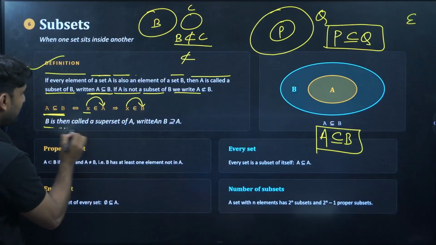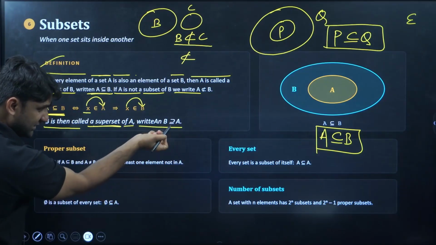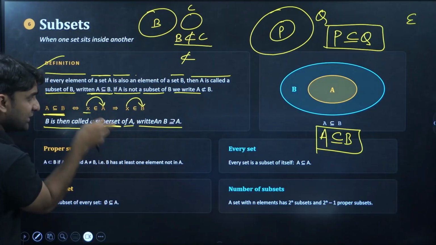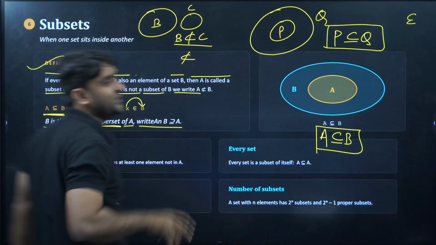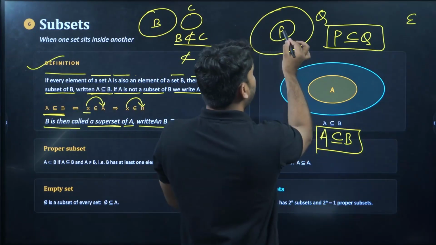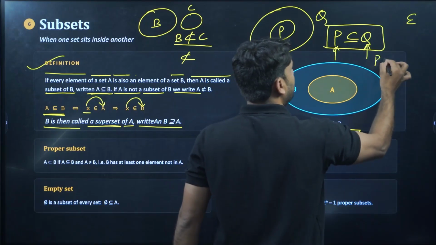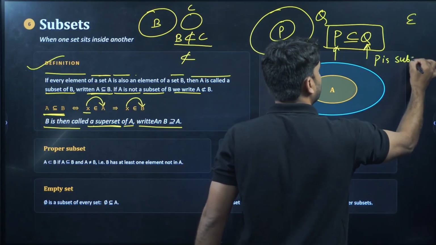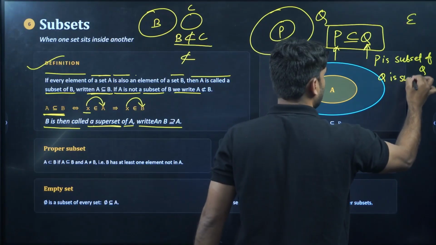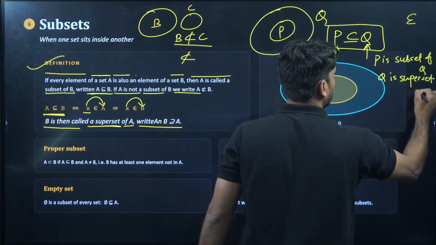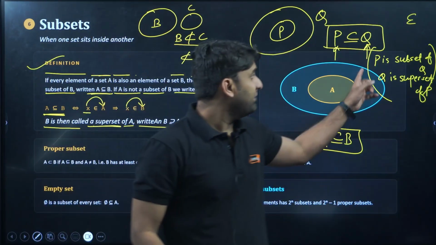So B is then called a superset of A. Written B, this is the notation. If A is the subset of B, so B will be called superset. Right, for example here, if P is the subset of Q, Q will be the superset. This is subset, P is a subset of what? Q, and we can say Q is what? Superset of P. In reverse, we can say Q is superset of P and P is subset of Q.